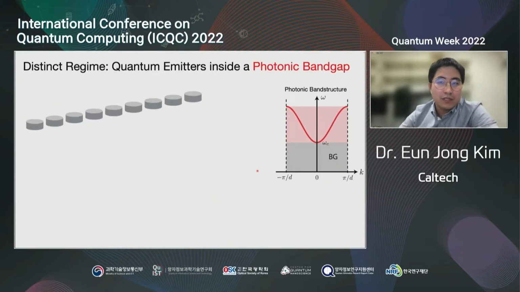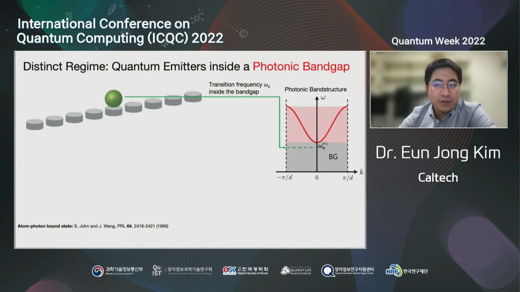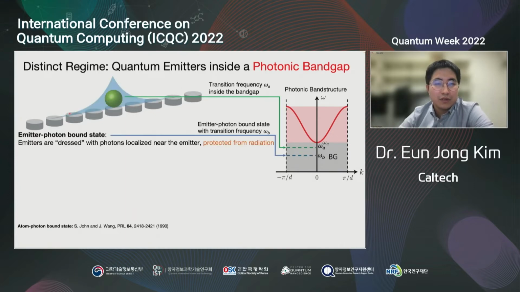There is also a distinct regime where quantum emitters are coupled to a photonic waveguide structure with bandgaps, something like what is shown on the right. And we can construct such a structure, for example, by periodic repetition of a dielectric medium. Now, we imagine coupling a quantum emitter to this structure at a transition frequency inside a photonic bandgap. And in this case, it was predicted by Sajeev John and Jian Huang that the emitters are dressed with photons localized near the emitter, forming a bound state.